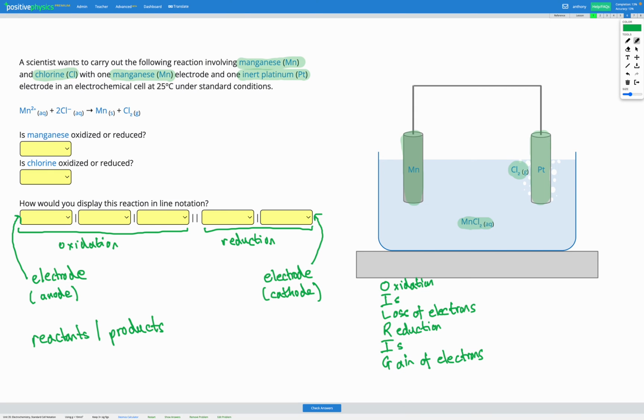Again, let's start by figuring out what's being oxidized and what's being reduced. So for manganese, we start with Mn2+, we end up with Mn. So we've got Mn2+ ions in solution. We end up with Mn solid. To balance the charges, we've got to add 2 electrons on the left. So this is going to be a gain of electrons. And we know from OIL RIG, a gain of electrons means reduction. So manganese is being reduced.